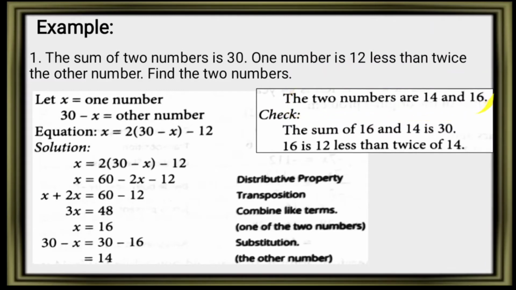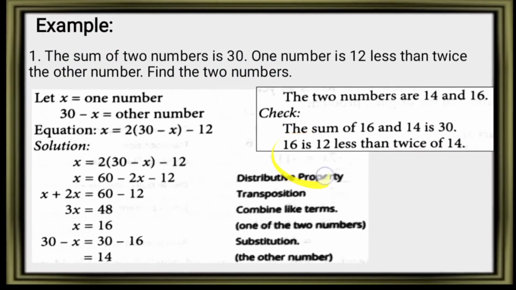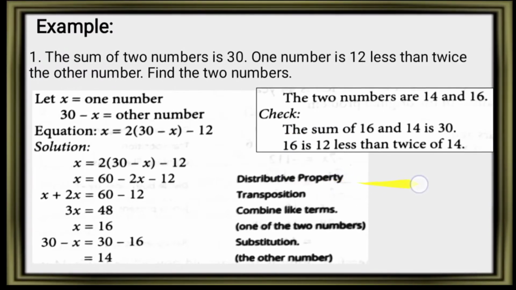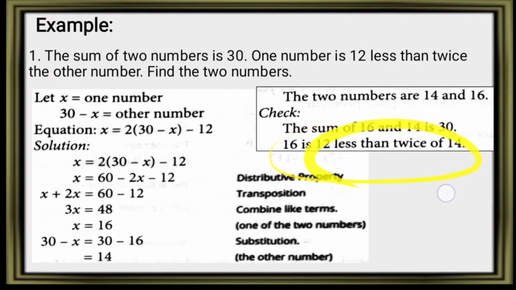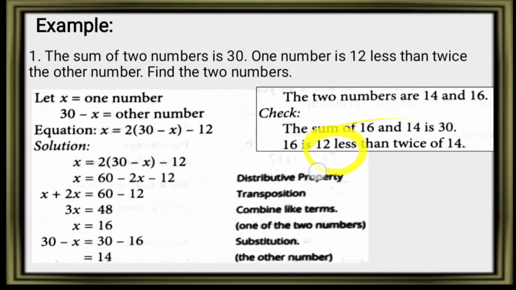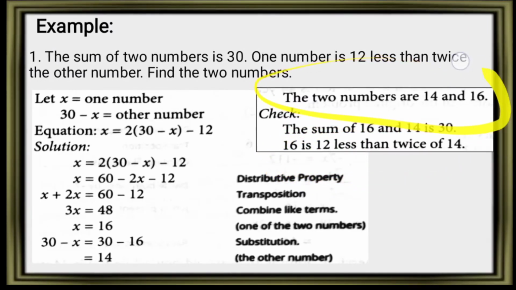And to check, we have the sum of 16 and 14 is 30. Okay, as you can see, the sum of two numbers is 30. Then 16 is 12 less than twice of 14. Which means that when we twice 14, that is 28. And when we subtract 12, 28 minus 12 is 16. Okay, therefore that is true. Okay, so our answer is this. The two numbers are 14 and 16.